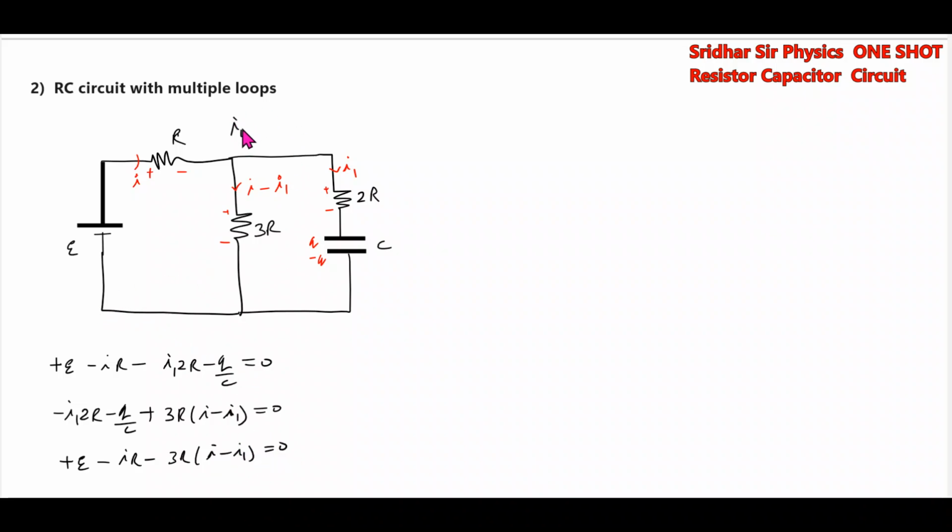And what is I1? I1 equals dq by dt, plus dq by dt. Why plus? Because the charge across the capacitor is increasing. This is one method. Or the other, easier method: we can directly get the steady state charge at t equal to infinity.